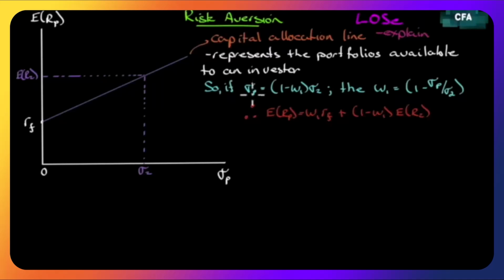So if the variance of the portfolio equals just the weighting on the variance of the risky asset, which we already concluded on the last screen because the standard deviation of the risk-free asset is 0, we can isolate the weight. W1 equals 1 minus the standard deviation of the portfolio over the standard deviation of the risky asset. There we go. Well, what are we doing this for? Where are we going with this?